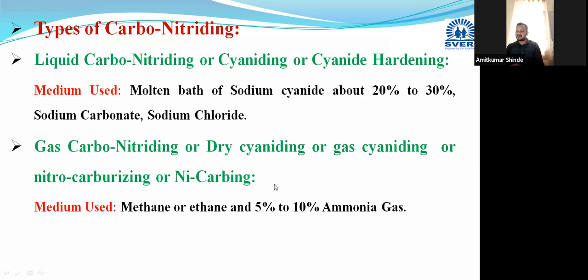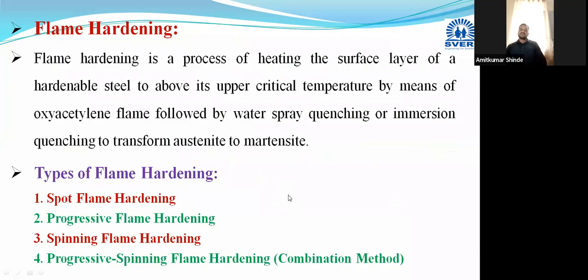In that, a number of types are there, but in your syllabus two types are included, that is flame hardening and induction hardening. How flame hardening is conducted and how induction hardening is conducted, that we will discuss. This is flame hardening. Please let me know whether there is any doubt in nitriding and carbonitriding.